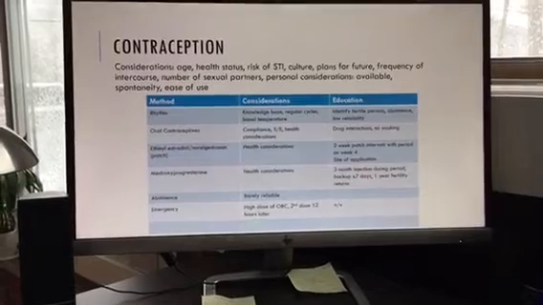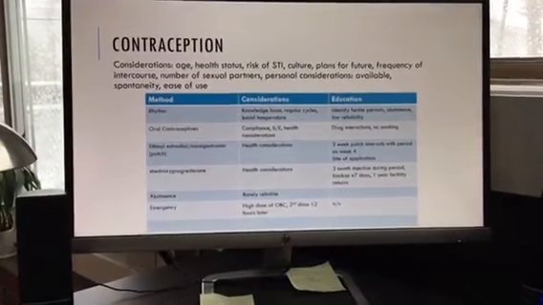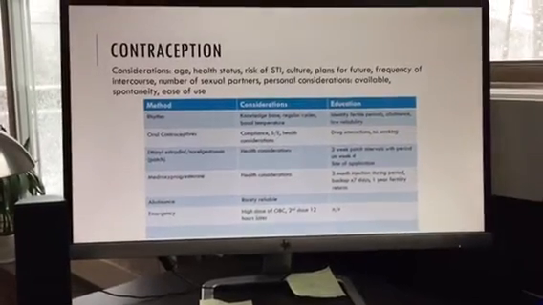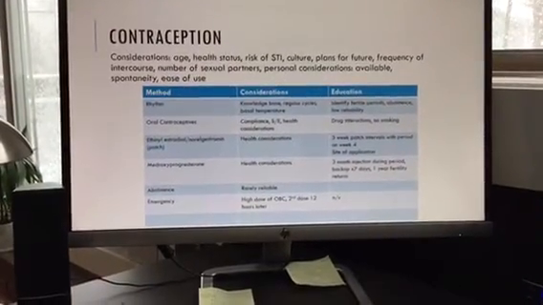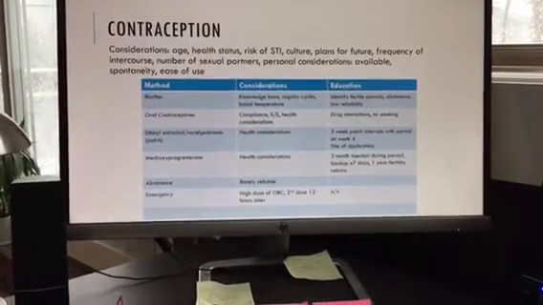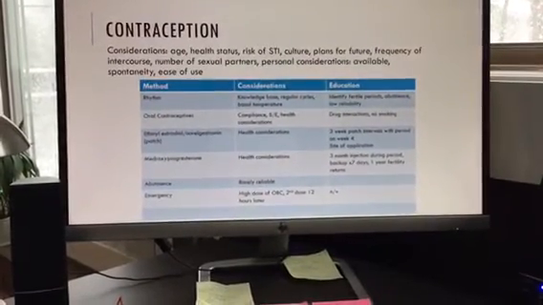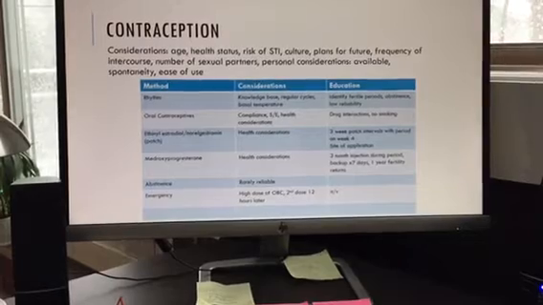We would ask the woman to do a smoking cessation program before we use hormone-based contraception. So this graph just outlines some of the methods, and your textbook does a nice job as well, but it's just a nice quick glance. The method, some of the considerations in the education. So, rhythm, again, this is all about knowledge.